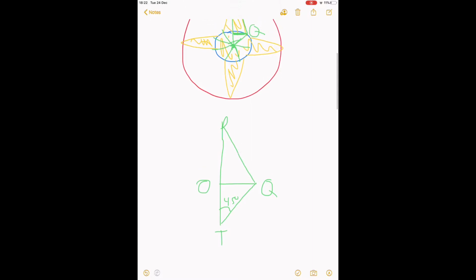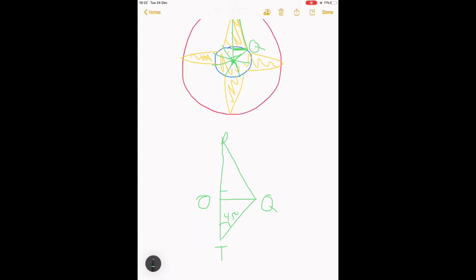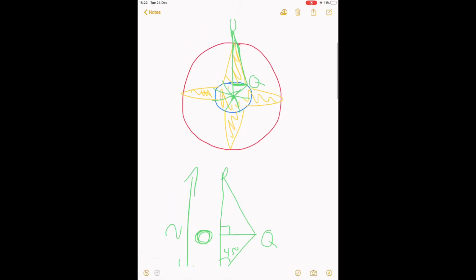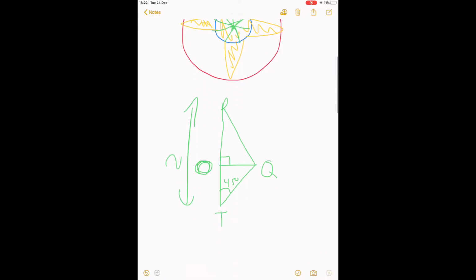So we have 45 degrees here, and this is 90 degrees because we took it perpendicularly from Q to O. The whole length of PT is 2, because it's from the centre to the bigger circumference. The length of TQ is 1, because it's from the centre to the edge of the smaller circle. So now we can use Pythagoras' theorem to find the length of PQ.